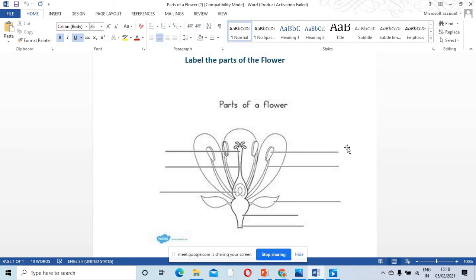Miss, for the parts of the flower, can we even write on it? No, Miss, we can take a printout and write on it. Definitely you can do that. And please send it to me. Then I will know how much you have understood. I think even pollination is very clear. Yes, somebody is having a doubt. Miss, can we write in our device itself? Yes, you can do it like that and directly you can send it to me.